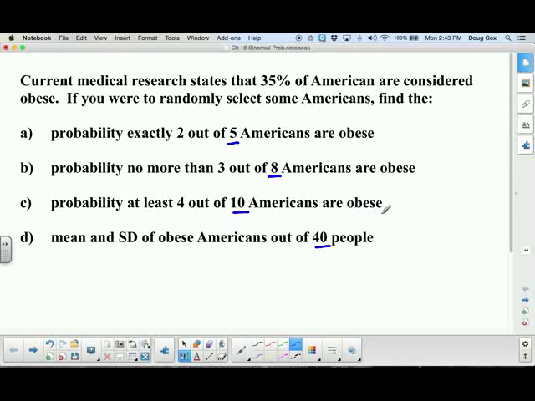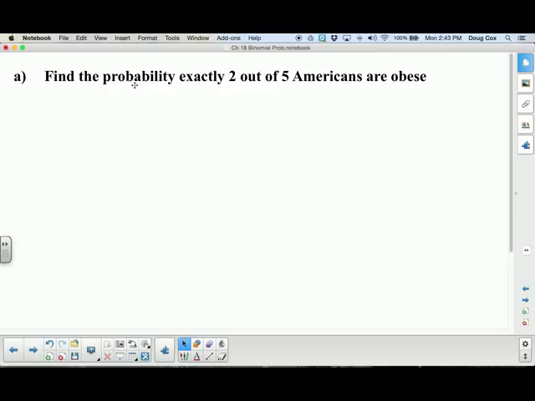So binomial is a little bit different than geometric, in which we're going until we get our first success and then we're stopping. All right, so with that in mind, let's look at the first example here, and that is, what's the chance that exactly 2 out of 5? There are really 2 issues here. How do you get 2 people out of 5 being obese in this case?